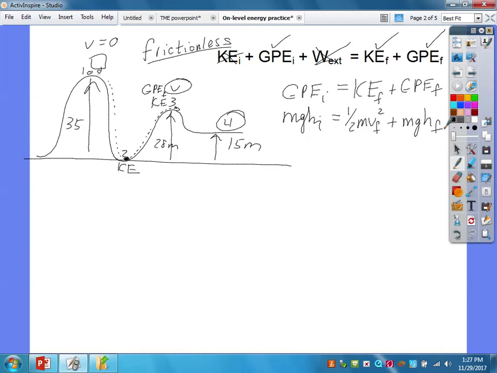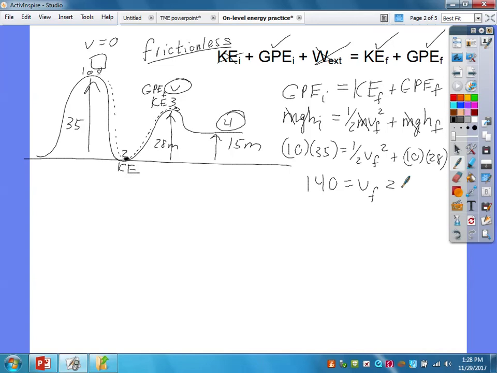All right. Once again, I can cancel out mass. It's in every part of the equation. It's right here, and it's right there. So I can cancel it out everywhere. So that now leaves me with 10 times 35 equals 1/2 vf squared plus 10 times 28. Okay? So that leaves me with 140 equals vf squared. I got 140 because 350 minus 280. Just going a little bit faster.